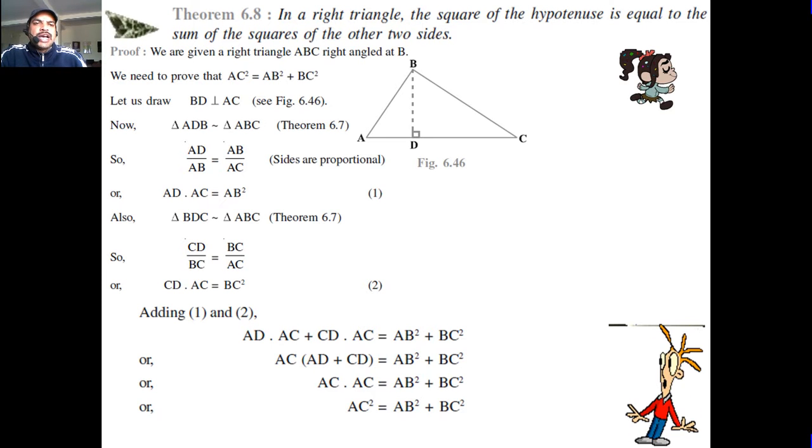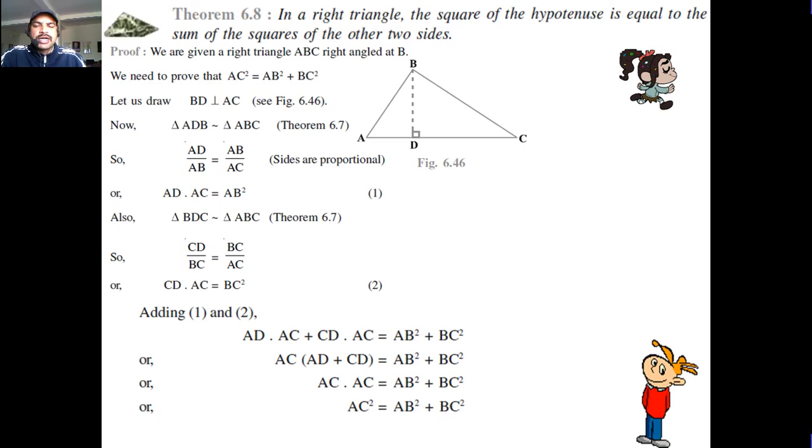In a right triangle, the square of the hypotenuse is equal to the sum of the squares of the other two sides. We are given a right triangle ABC, right angle at B. We need to prove that AC square is equal to AB square plus BC square. Let us draw BD perpendicular to AC in the figure.